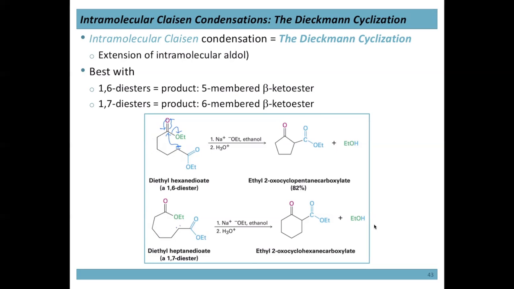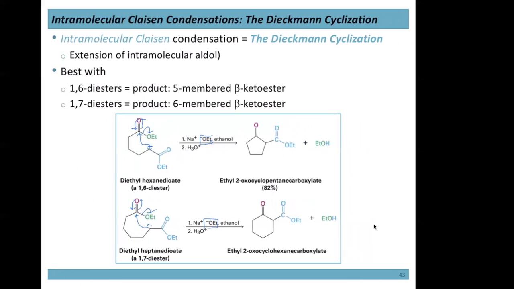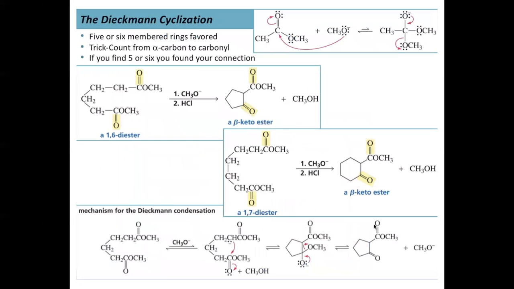In this bottom example, same thing. We would form that enolate. Notice the base that we're using matches the ester. We're going to attack that carbonyl again and kick off the leaving group, and we get a 6-membered ring in this case. So just up here at the top is just to remind you that we want to use the base that matches the ester. So this is just what happens.